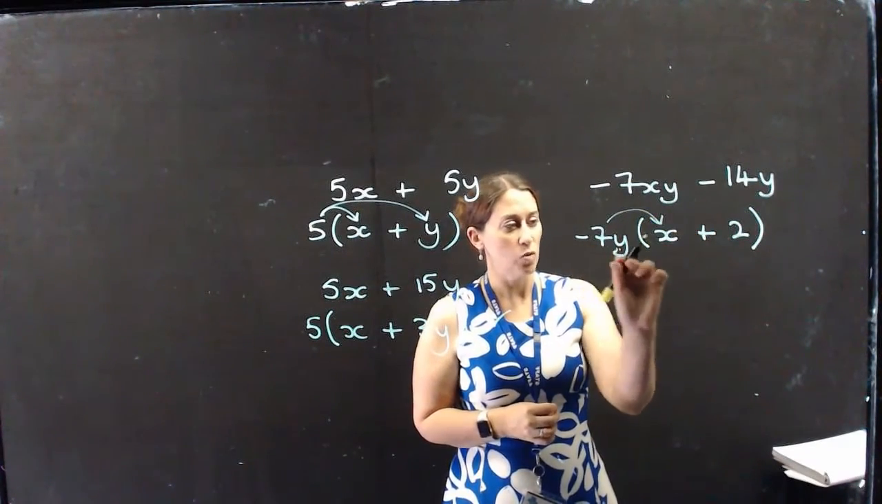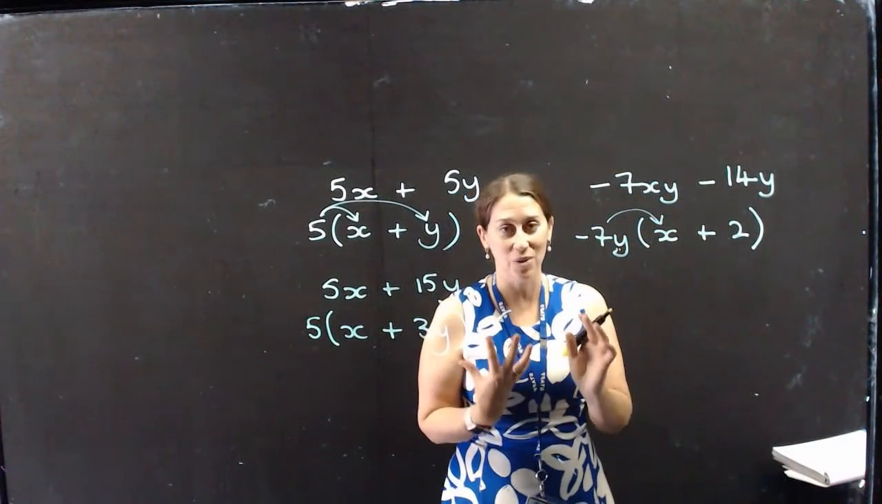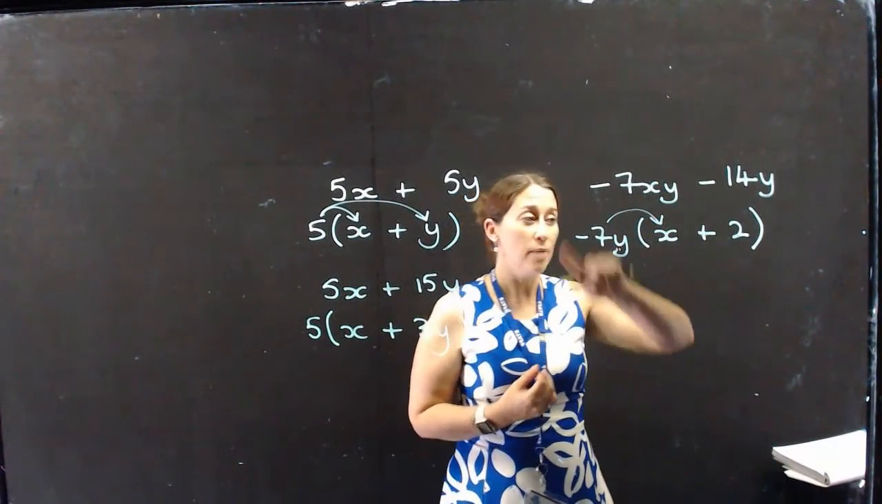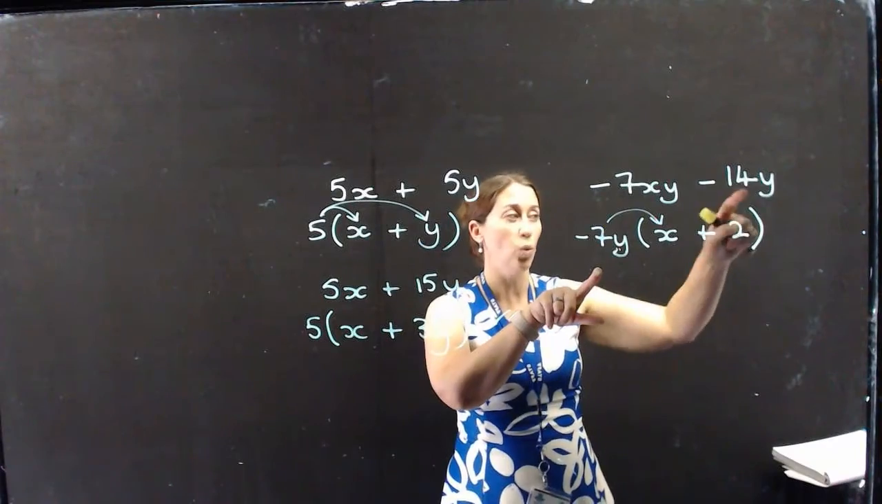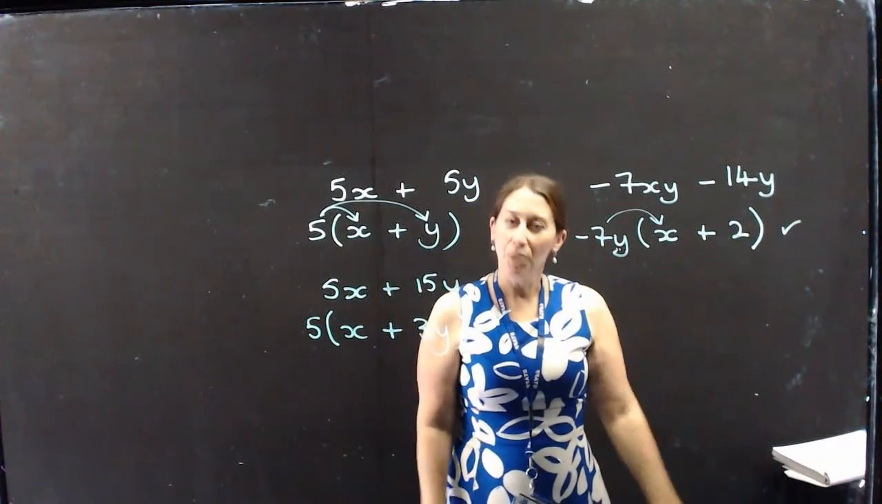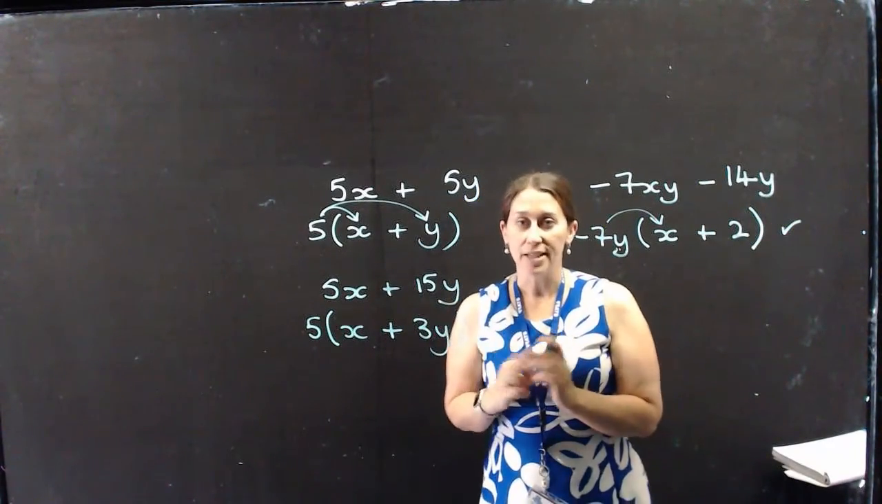Now we just check by expanding. Negative 7y times x is negative 7xy, apologies. And negative 7y multiplied by 2 is negative 14y. Check. Pretty much that's all you need to know about basic factorizing.